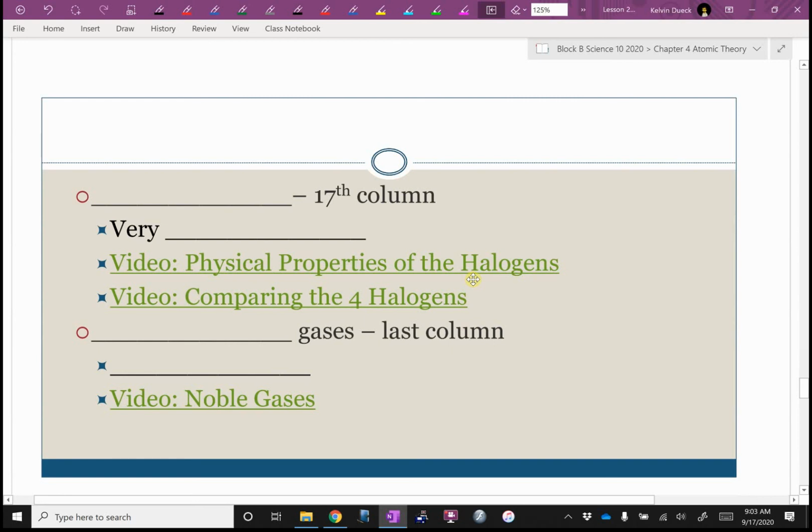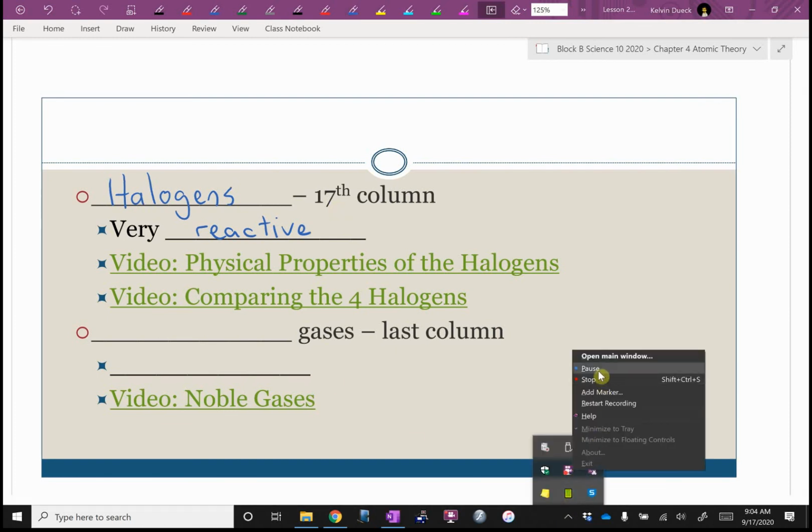What's the 17th column? The 17th column is second from the right. What's that one called? Halogens. These are very reactive. Very reactive. Put your pencils down.